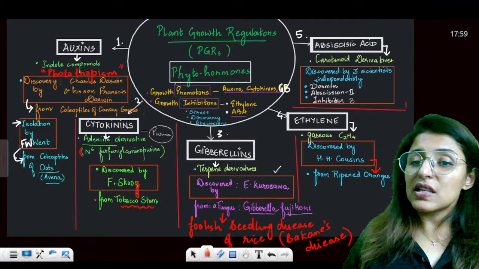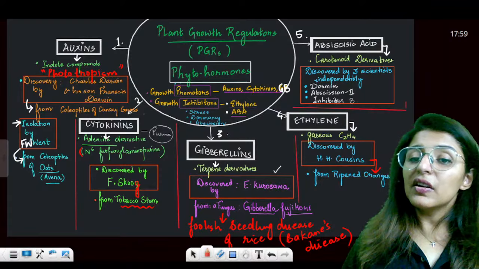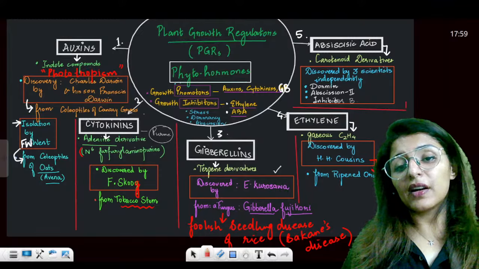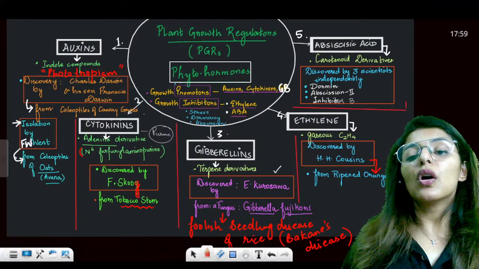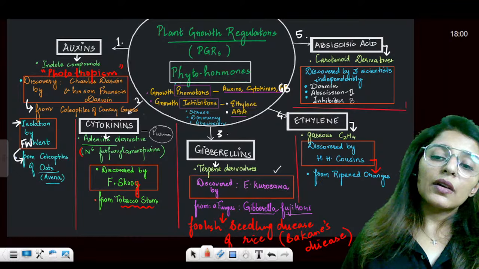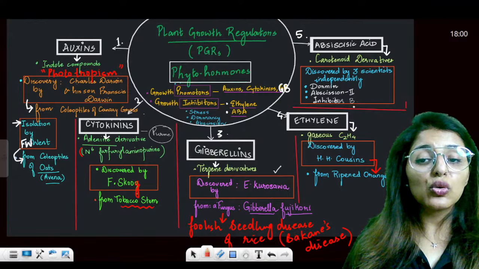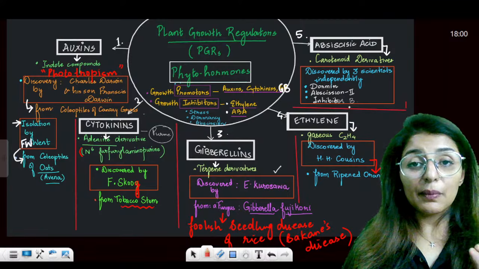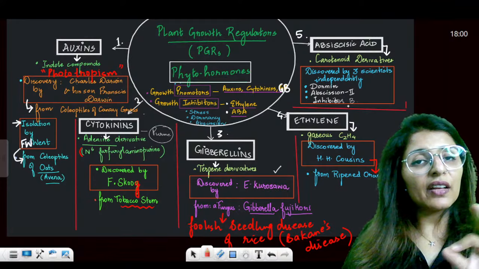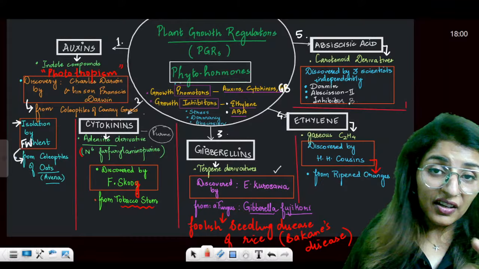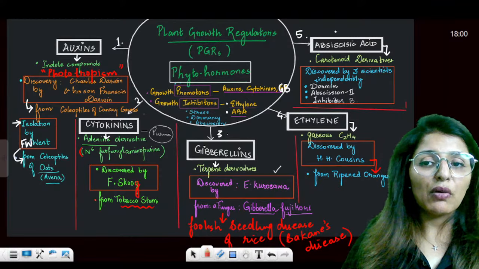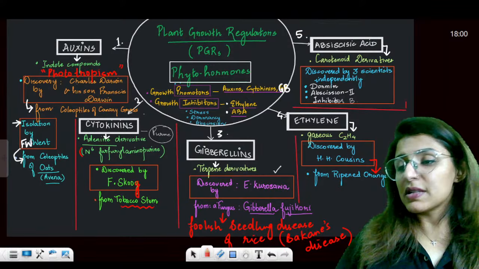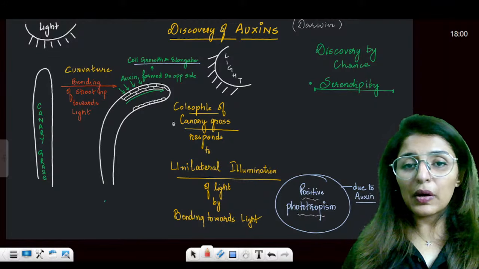And finally, abscisic acid. It is a carotenoid derivative discovered by three scientists independently, and they named it differently also. One called it dormin, the second called it abscission II, and the other called it inhibitor B. But later on, all three compounds were found to be not different. They were chemically the same compound, that is ABA, abscisic acid. Are these points clear to everyone?